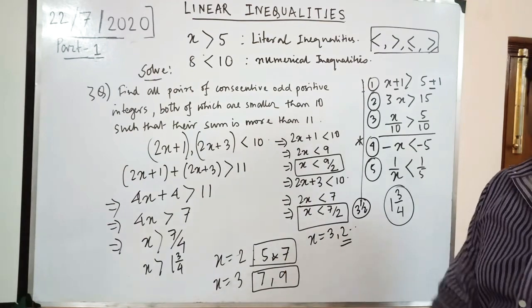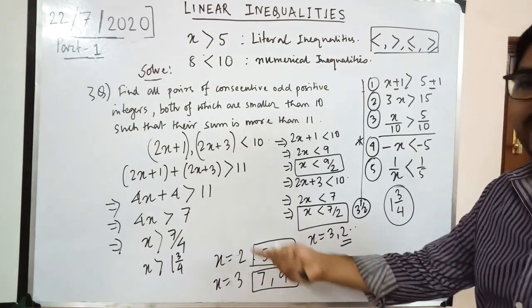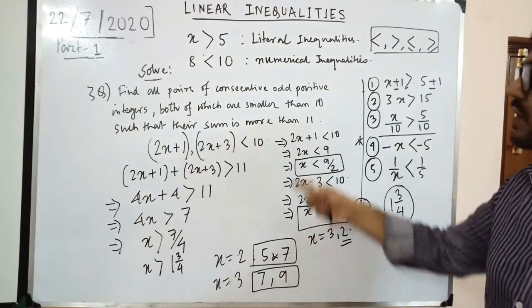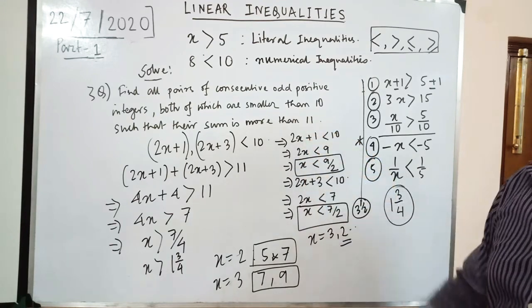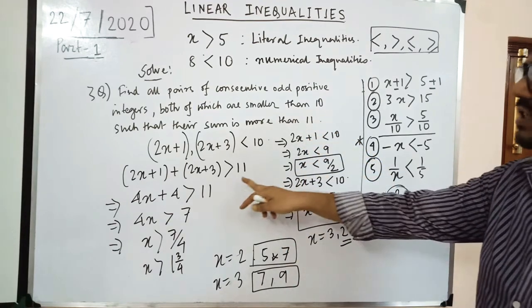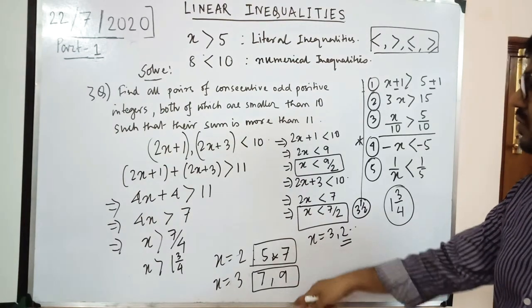We cannot get 3 and 5 because why? So you see that 3 and 5, if you add up, it will be 8, which is lesser than 11. So it's not satisfying this condition. So these are the two things.